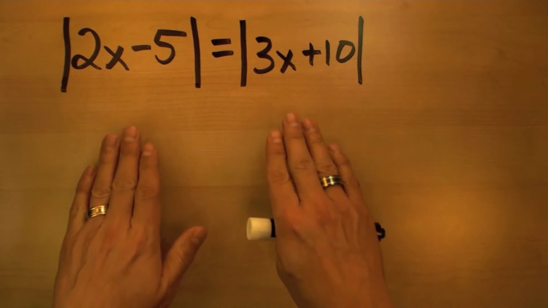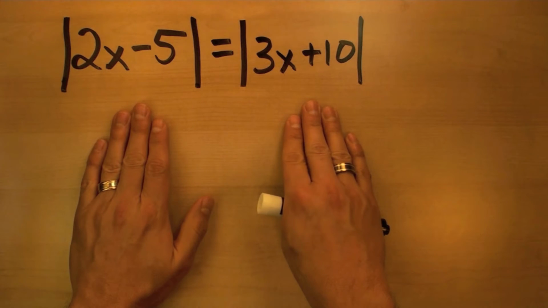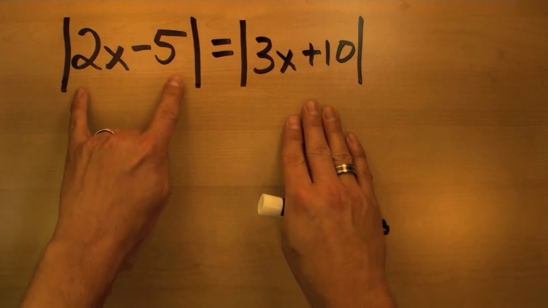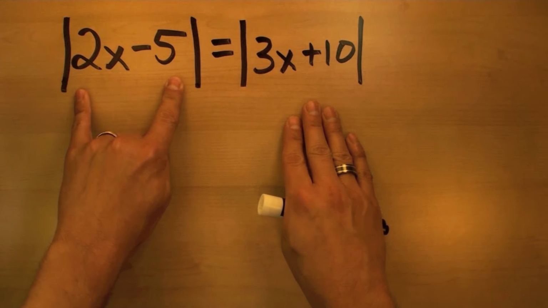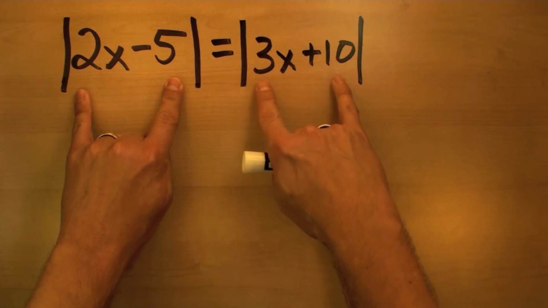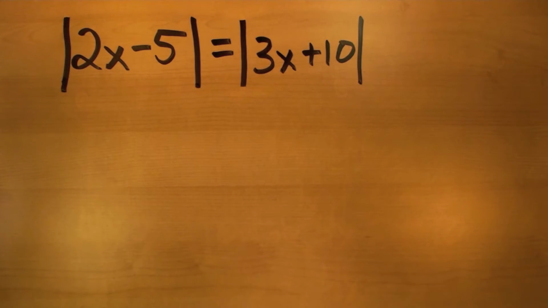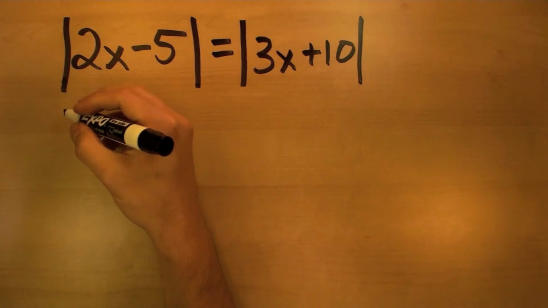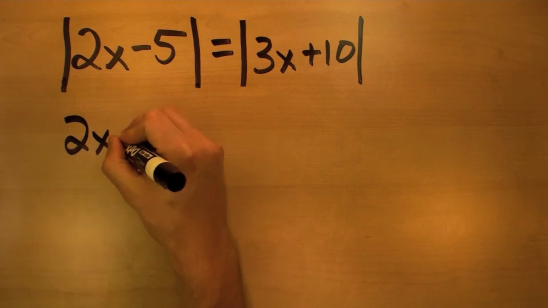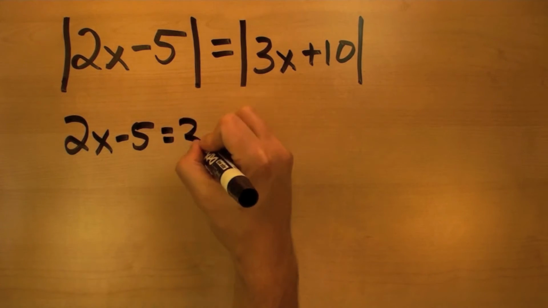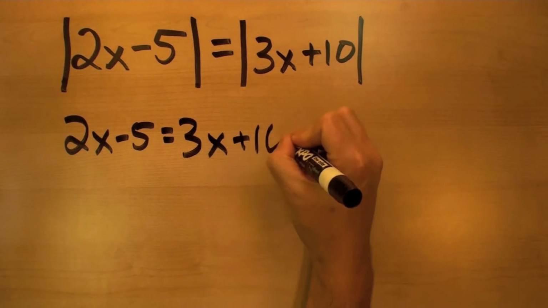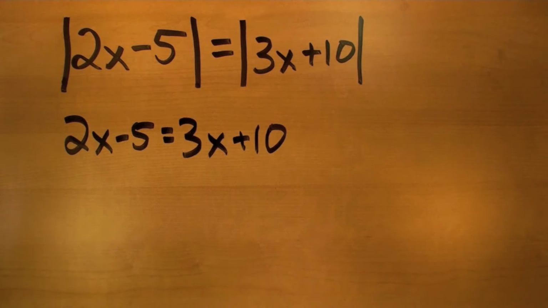So what happens if we have an equation where we have an absolute value on each side of the equation? Well, if whatever this value evaluates to equals whatever this side evaluates to, then when you take the absolute value, they're still going to equal. So it appears that we get one solution when 2x minus 5 is equal to 3x plus 10. So we can go through and solve this.